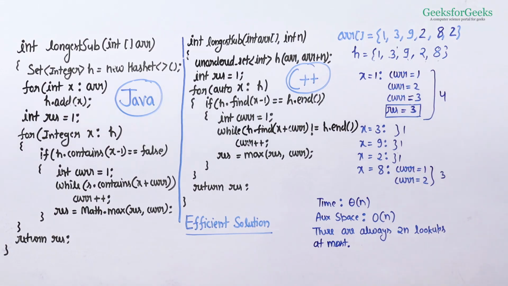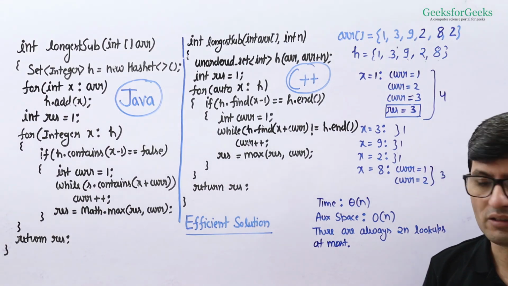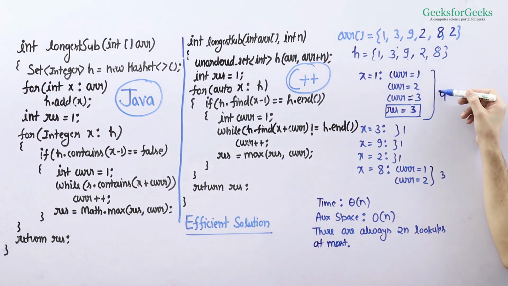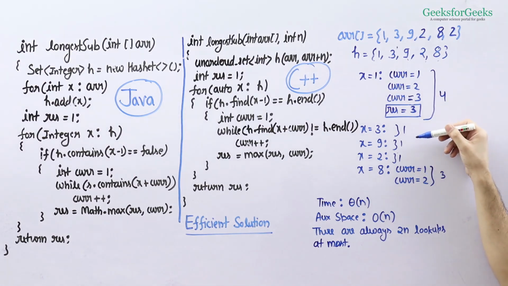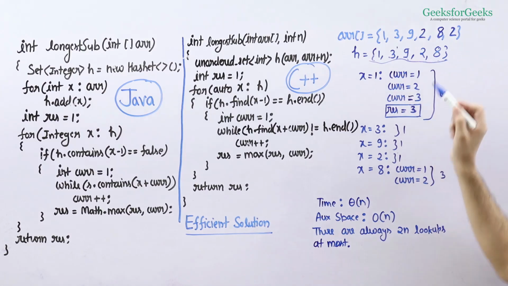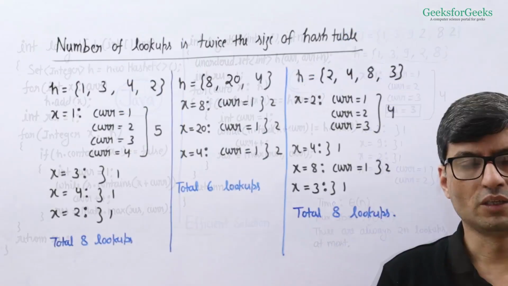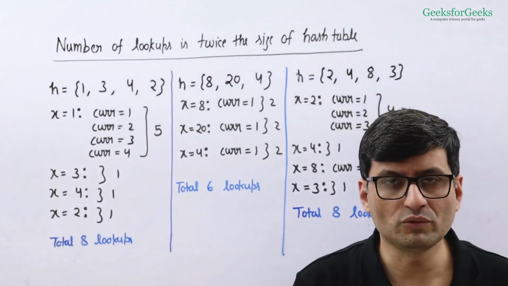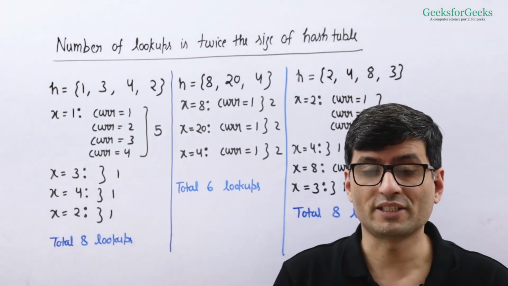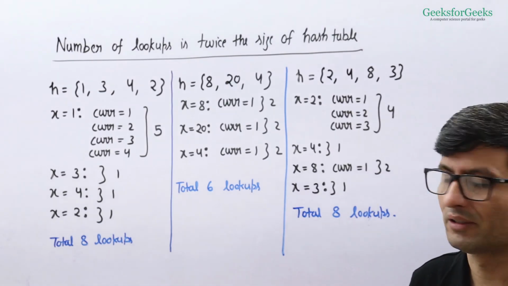For 8, we are going to do a lookup for 7, then 9, then 10. So we are doing 3 lookups. So how many total lookups are we doing? 4 plus 3 plus 3, 10 lookups. And what is the size of this hash table? 5. So the number of lookups is twice the size of the hash table. Here are some more examples to prove that the number of lookups is twice the size of the hash table.